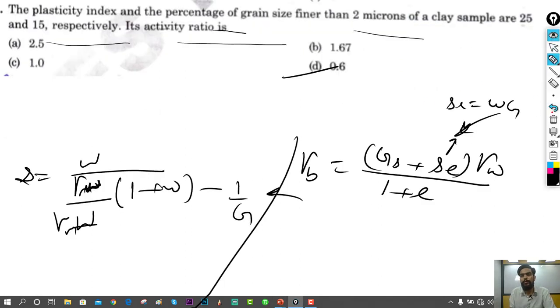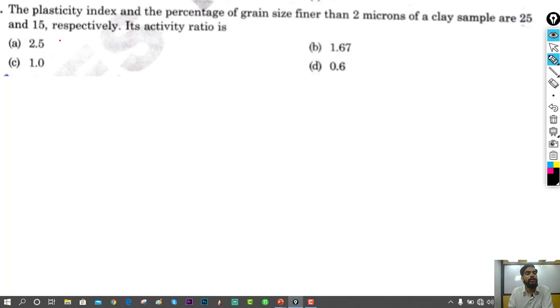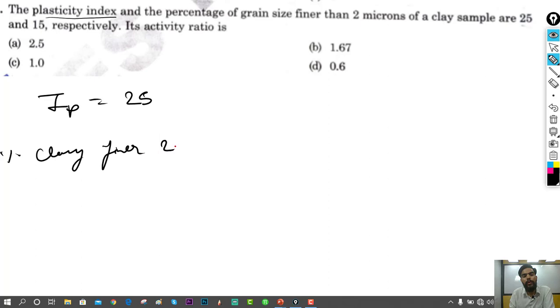So in this question, what is given is that the plasticity index and the percentage of grain size finer than 2 micron of a clay sample are 25 and 15 respectively. Means the plasticity index of the soil is 25 and the percentage of clay fraction finer than 2 micron is 15%, both values in terms of percentage. So we have to find its activity ratio.